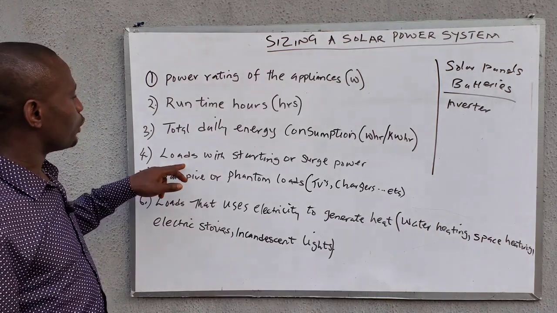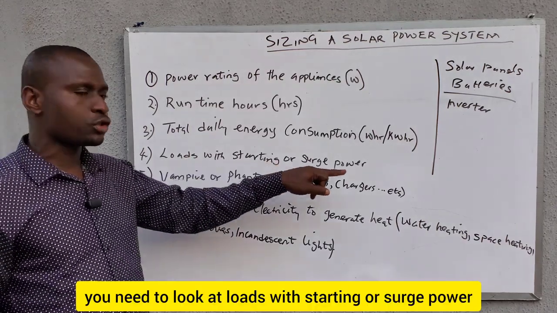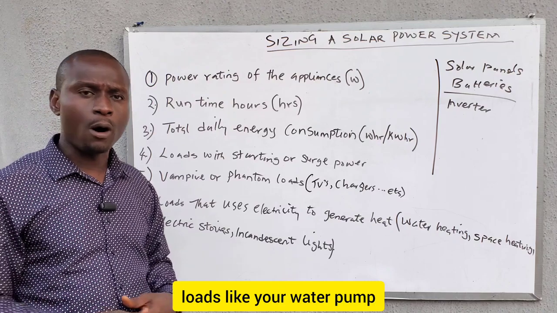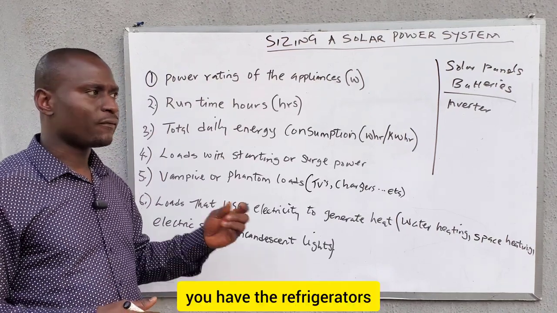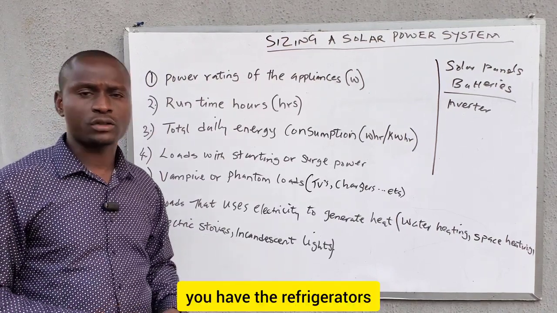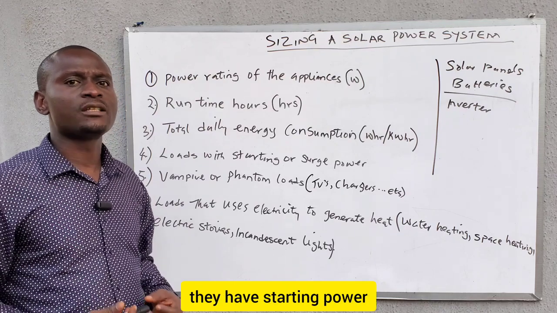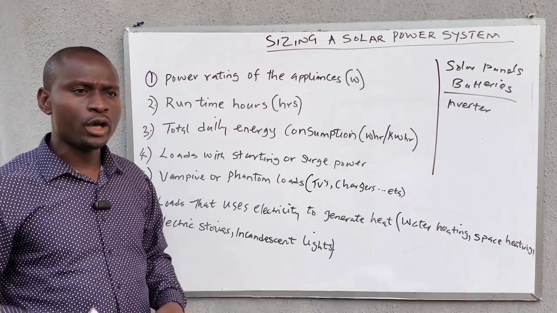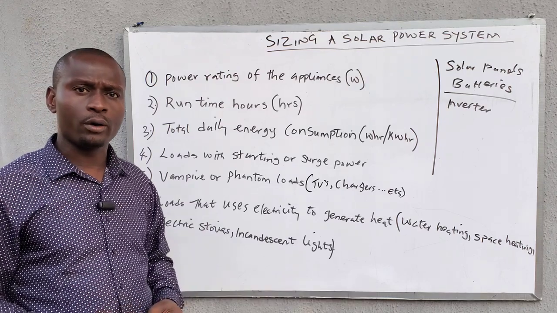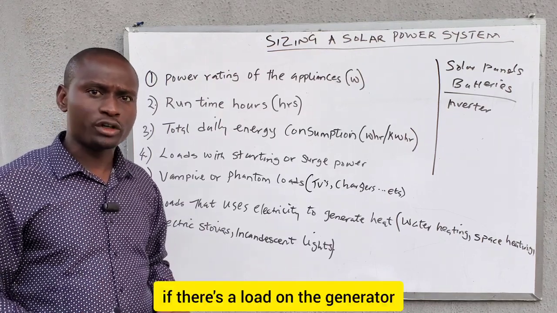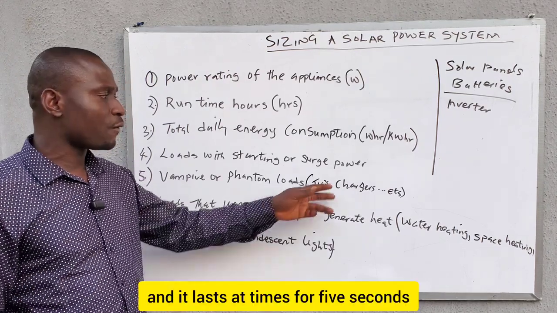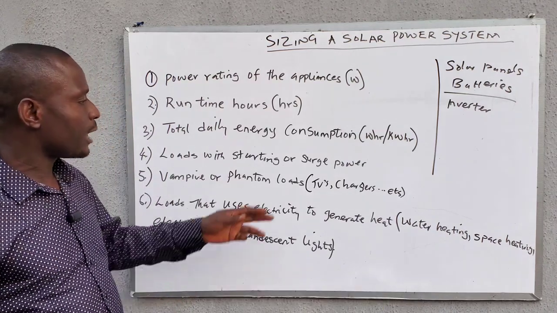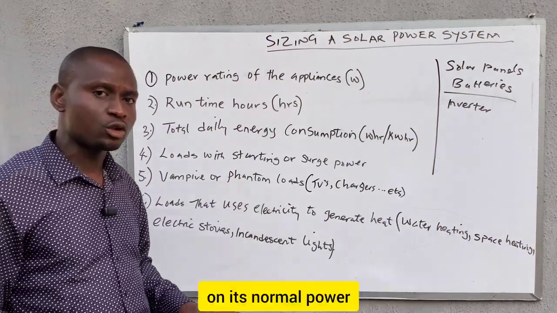Then the next one, you need to look at loads with starting or surge power. There are loads that have surge power, loads like your water pump, your AC water pump. You have the refrigerators, the air conditioners. They have starting power. That is why when you connect them to a generator and you switch them on, you will hear the generator, it will look as if there's a load on the generator, and it lasts at times for 5 seconds, for some few seconds, and the appliance or the load will start running on its normal power.